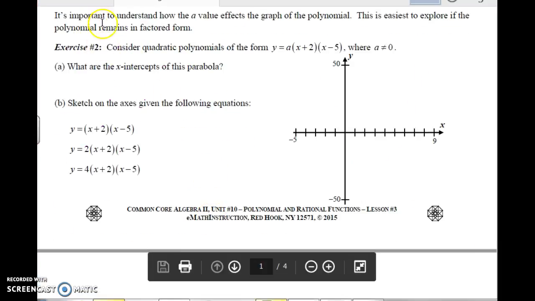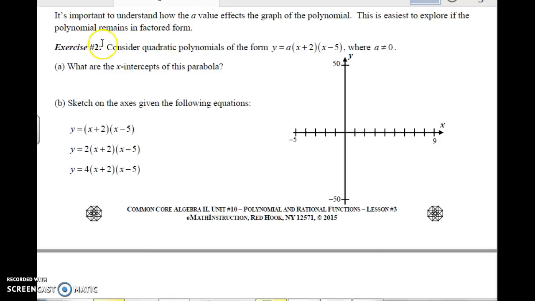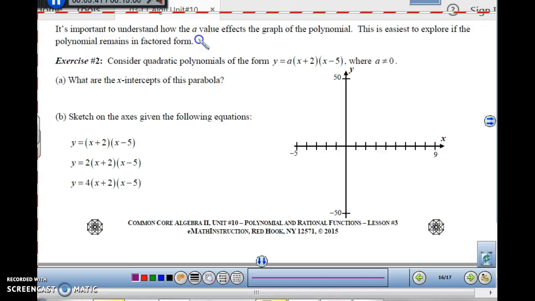All right, it's very important to understand how the a value affects the graph of the polynomial. This is easiest to explore if the polynomial remains in factored form. Because remember, the a value indicates that it's going to be some kind of stretch, a vertical stretch or a compression. So if your a value is either stretched or compressed, it's going to affect what the graph looks like.